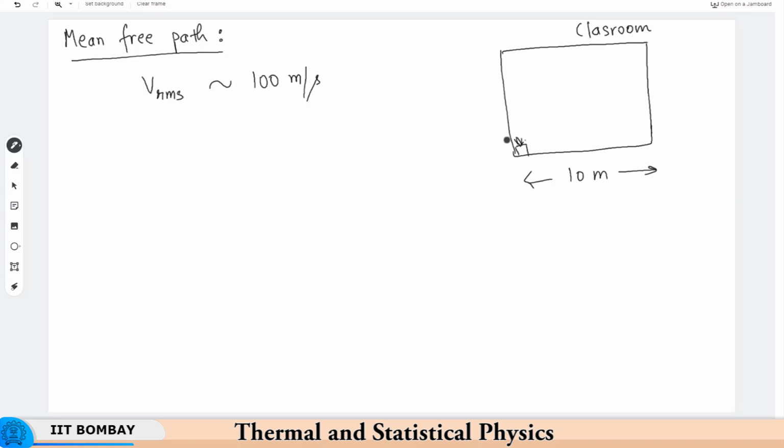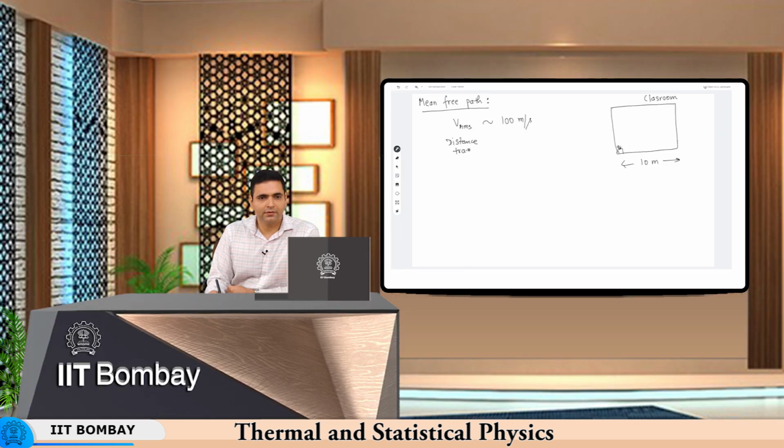Also the distance this molecule is going to move from one corner to the other is of the order of 10 meters. So, distance traveled is of the order of 10 meters. From these two numbers we can very easily estimate the time it will take for the smell of the perfume to travel to the other corner. That will be basically distance divided by speed, so 10 over 100. This is like 0.1 second.